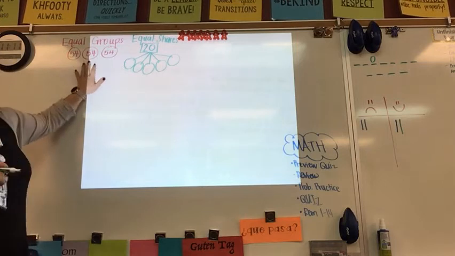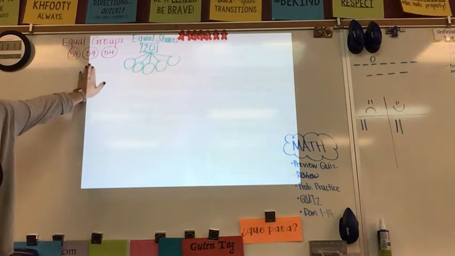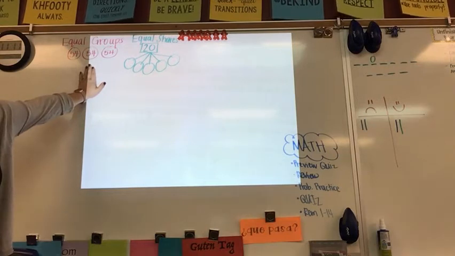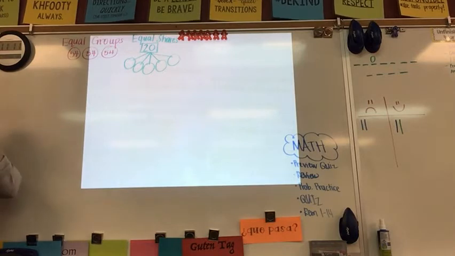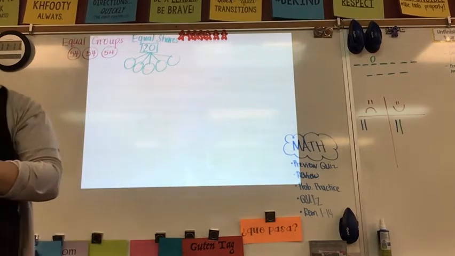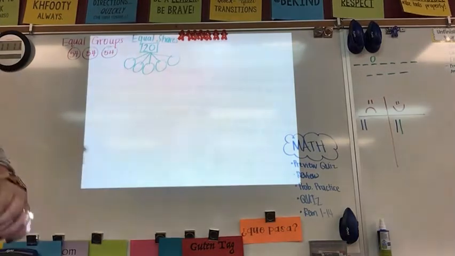Is my number going to get smaller for equal groups? Oh, it's going to get bigger because I'm going to multiply, or I could add, yes. But typically I'm going to multiply. All right. Next drawing.